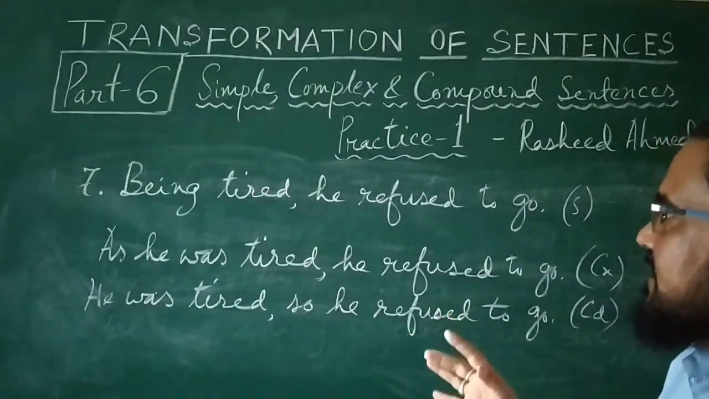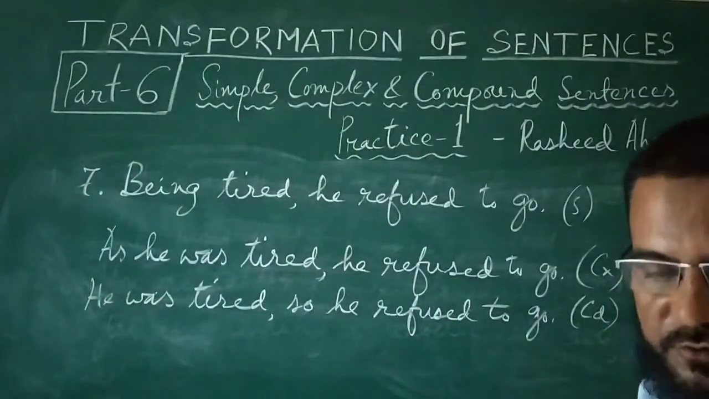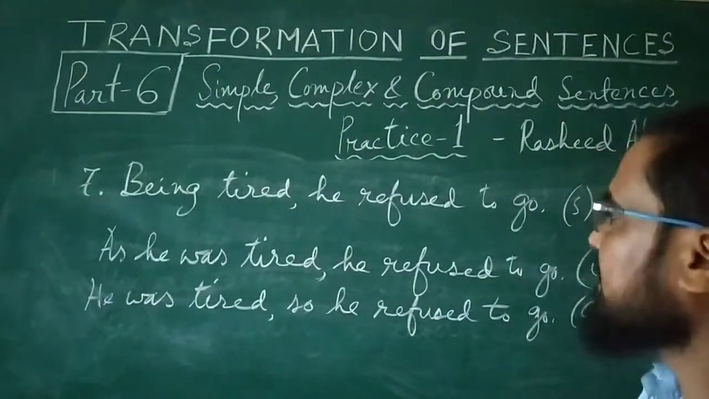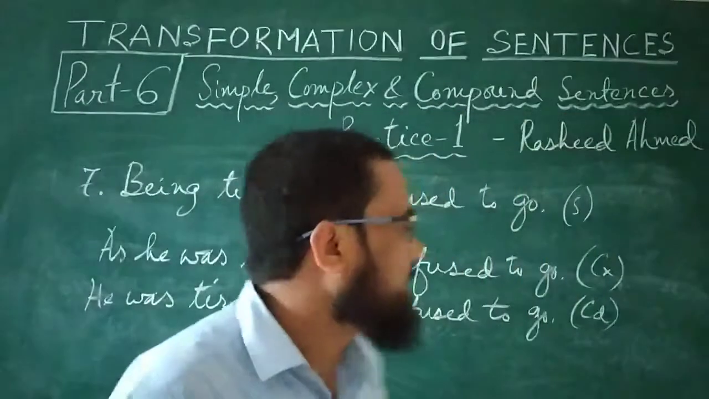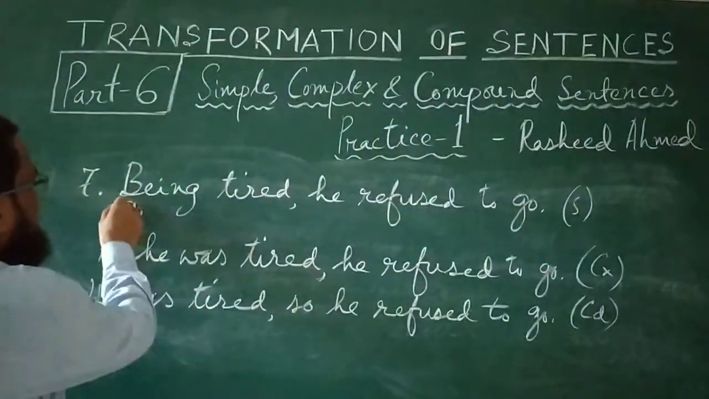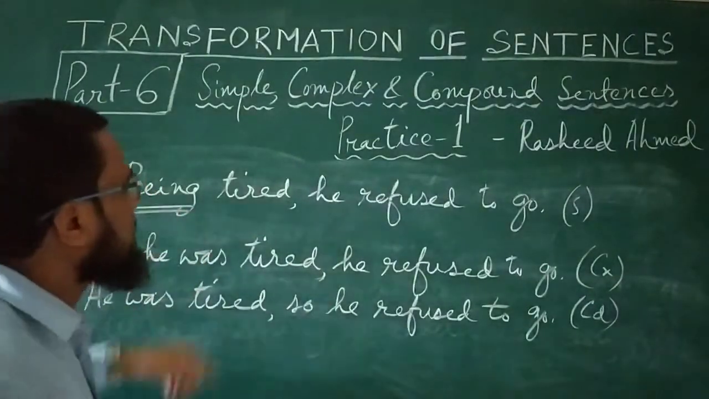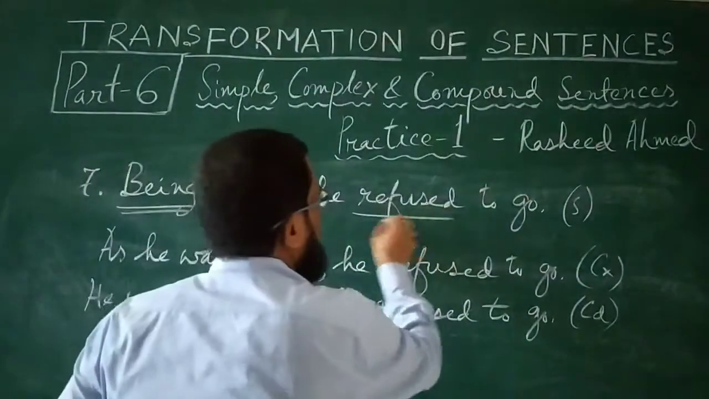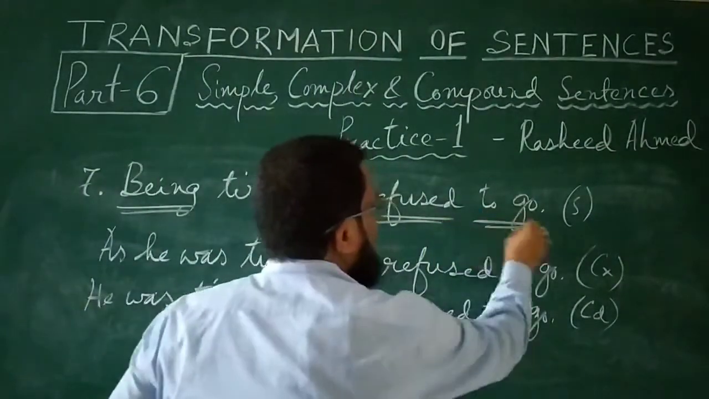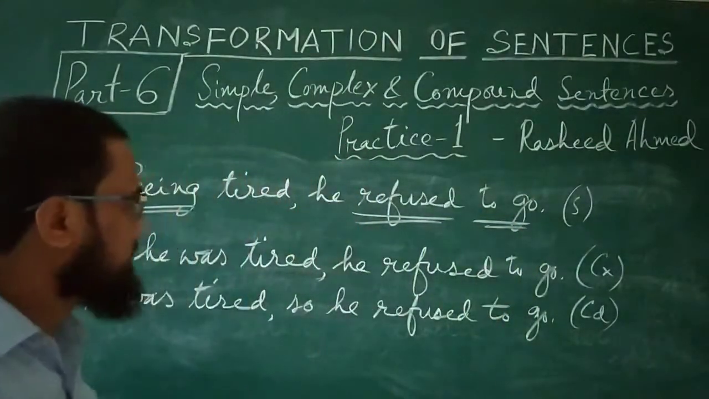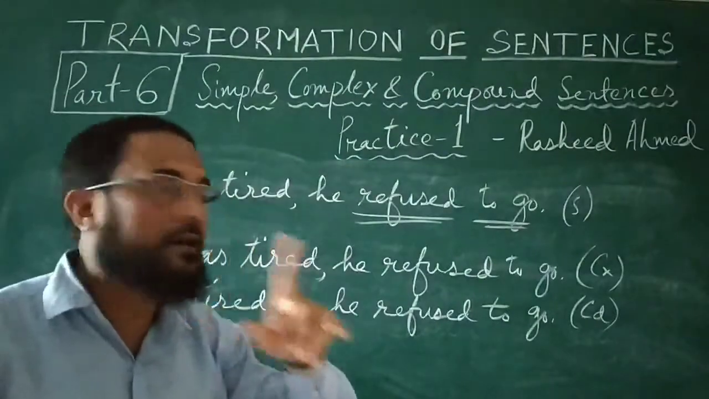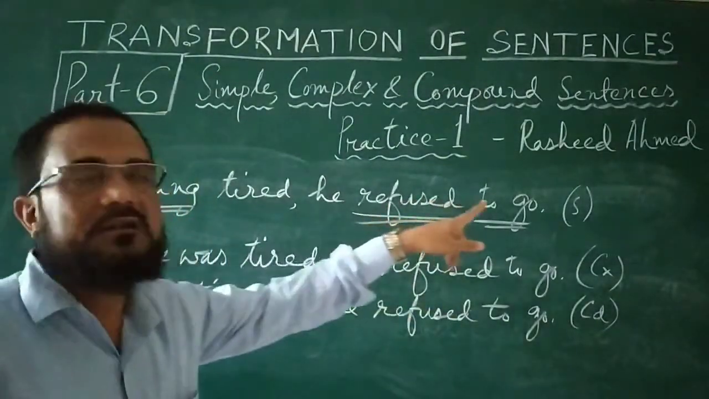Here the next sentence is, being tired, he refused to go. Here being is non-finite because verb ing is there, but there is no be verb before it. Refused is a finite verb. To go is again non-finite. 3 verbs are there in this sentence. 2 are non-finite, only 1 finite verb. Refused is there. So it is a simple sentence.